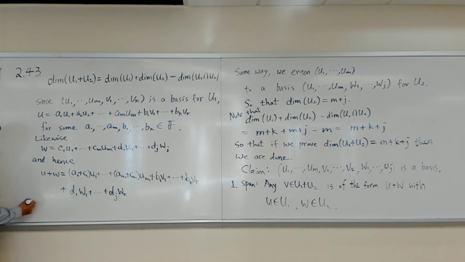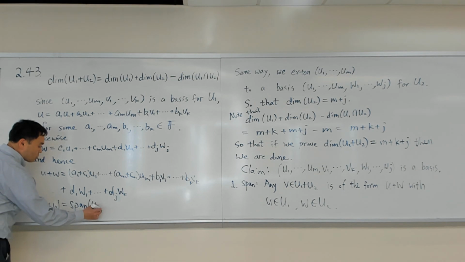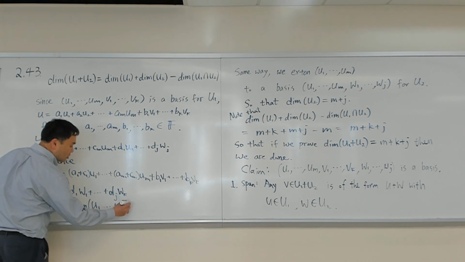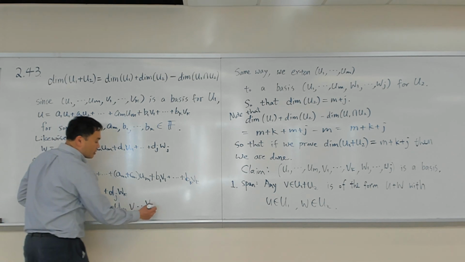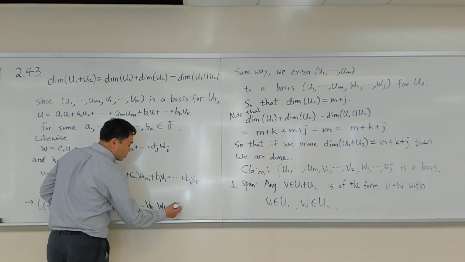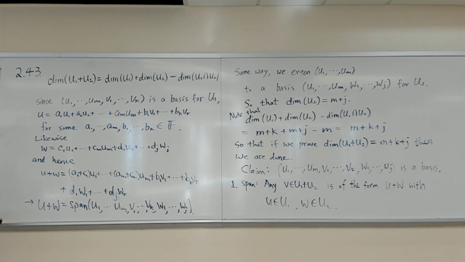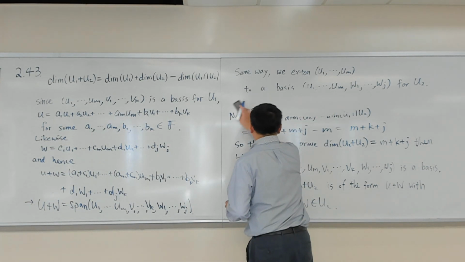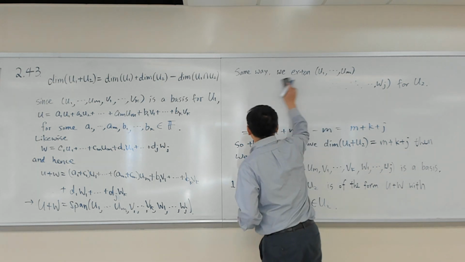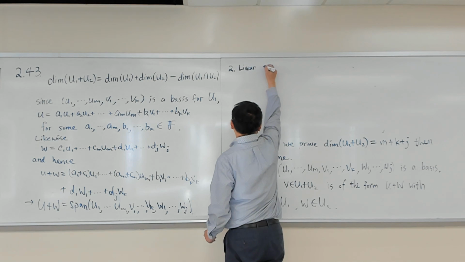So now you see that u plus w is indeed the span of u1 through um, v1 through vk, and then w1 through wj. Okay, so the span part is done. What's the second part again? Linear independence. So let's try to show that one. For two, linear independence.